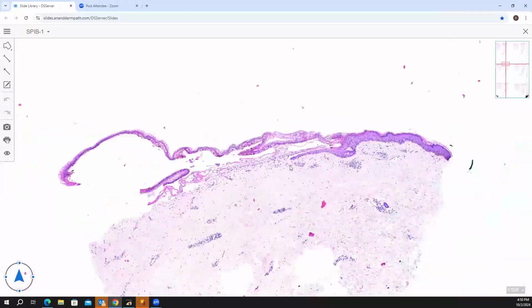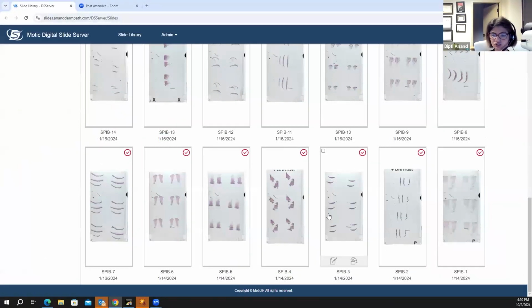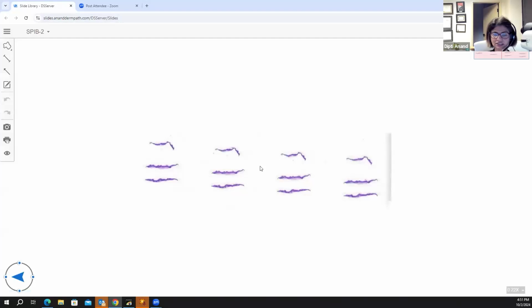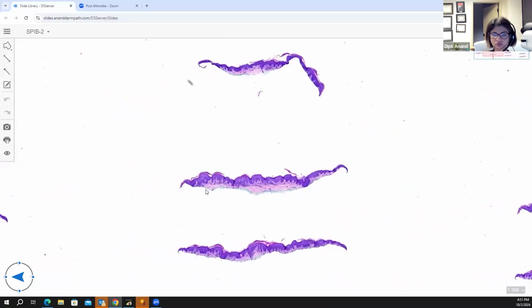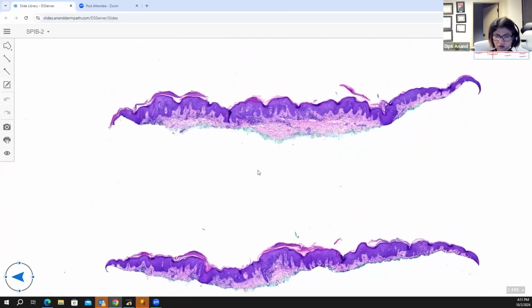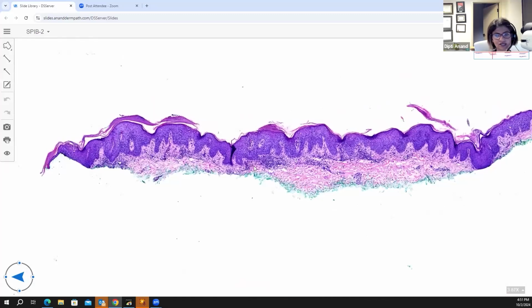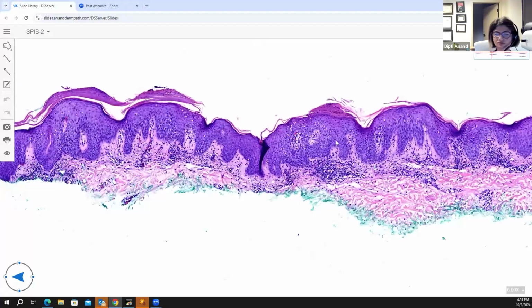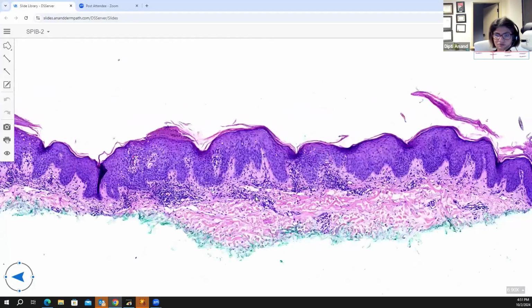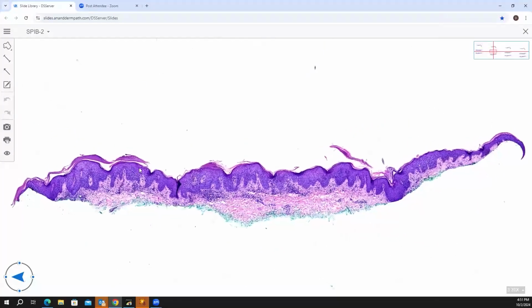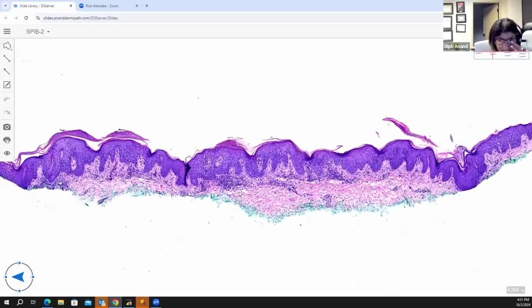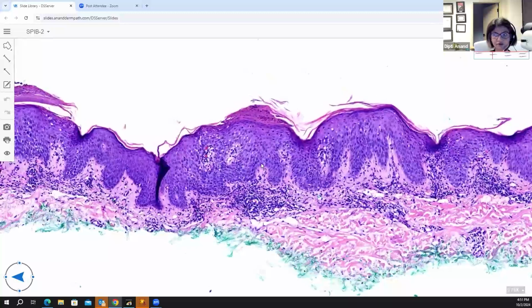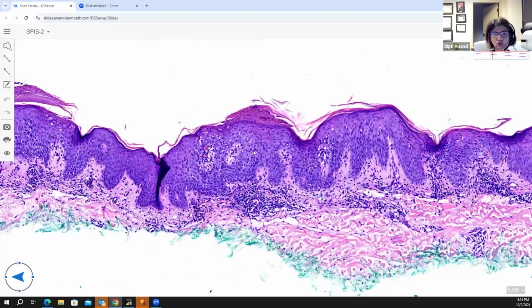Thank you. Yes. Okay, let's go to the next one, which is your slide number 2. So this should be instantly recognizable. What is that? Psoriasis. Yep, this is guttate psoriasis. This slide is like the best slide of guttate psoriasis I've ever seen. It has all the pathognomonic features.